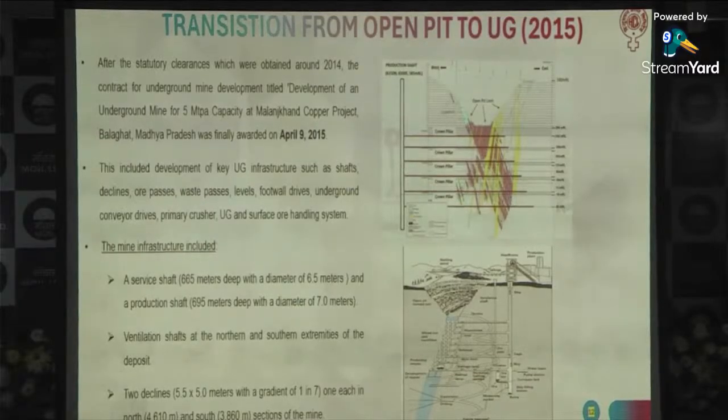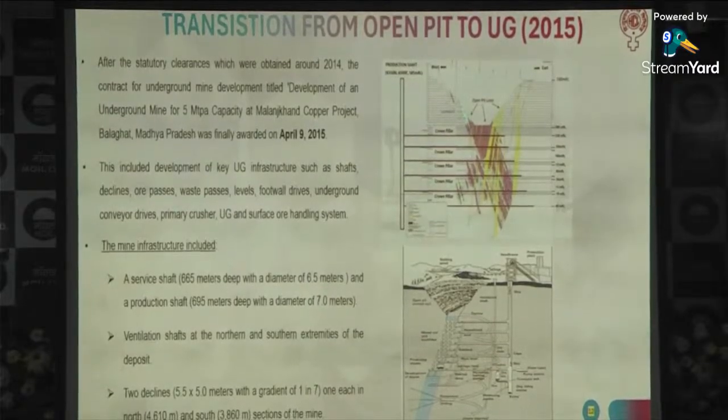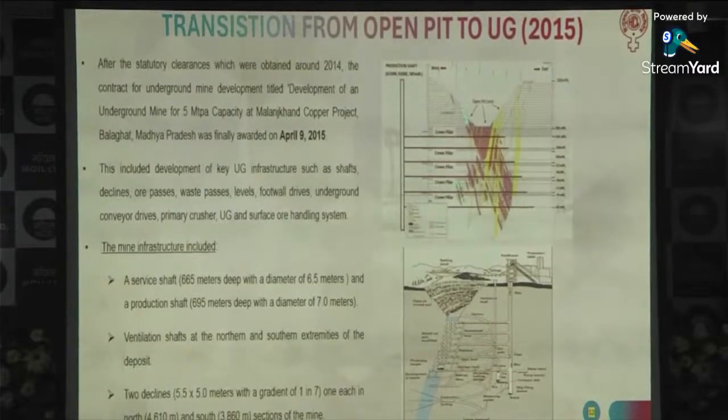The decline is presently used for hauling the ore from the mines to the surface because our shaft is not yet equipped. We are in the process of tendering for the winder. It's already tendered, winder and shaft equipping and all that. So as of now, we are doing our production from the declines itself.